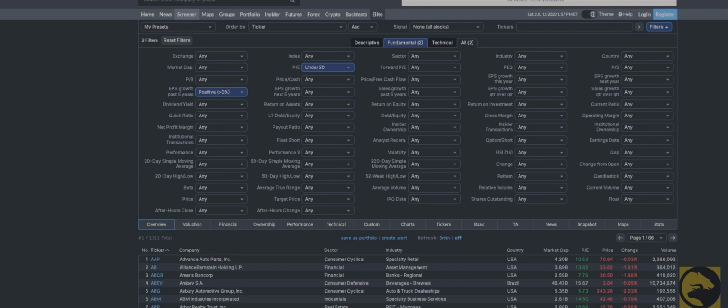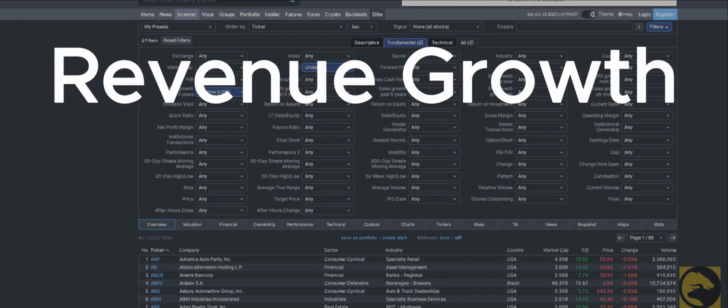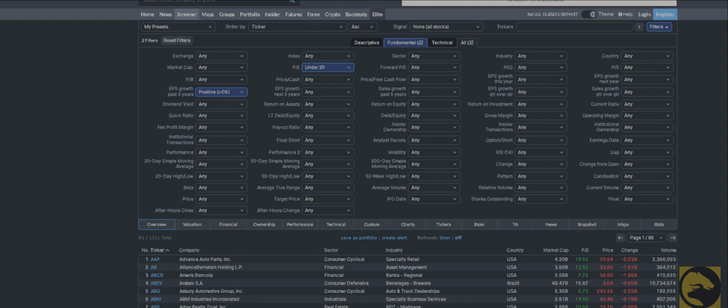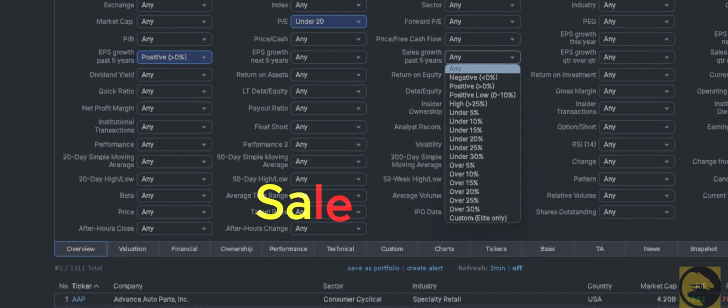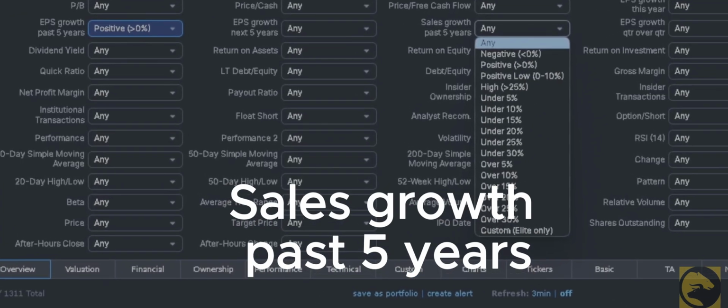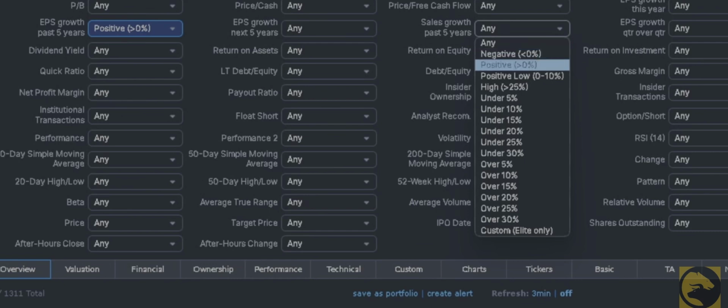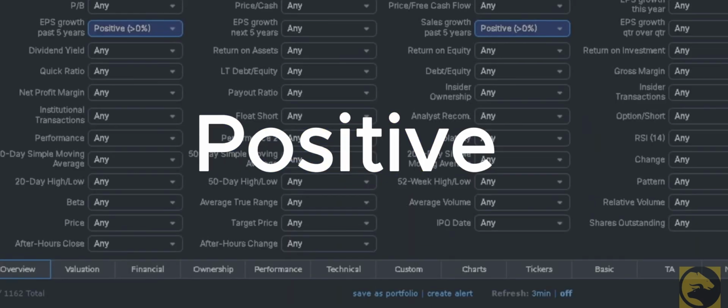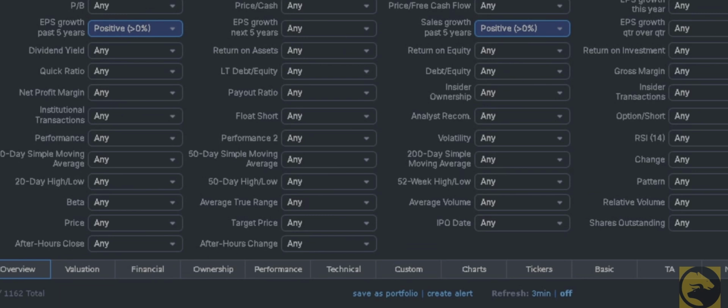So next up is revenue growth. Assessing a company's revenue growth over time is critical to evaluate its ability to increase sales. So we should look for consistent and preferably accelerating revenue growth. In this case, we're going to choose a filter here, sales growth for the past 5 years. We want to make sure the sales growth for the past 5 years is also positive, so that way we are narrowing down to companies whose revenue for the past 5 years is growing.